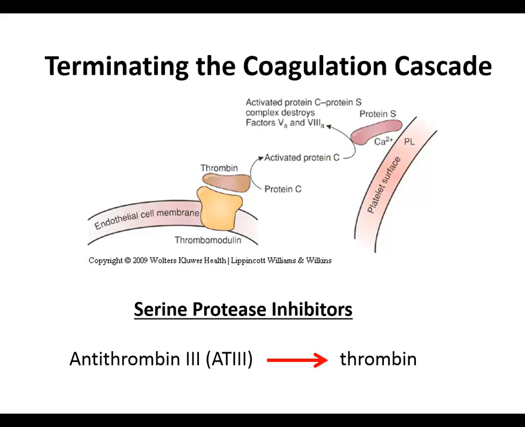The activity of thrombin is also regulated by a number of small molecules that are present in the bloodstream. This would include serine protease inhibitors such as antithrombin 3, and thus the thrombin activity will be inhibited very shortly after it's activated.